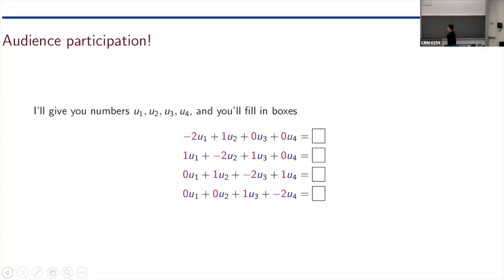All right, so now it's audience participation time. We're going to build a standing wave. I have this little collection of relationships, with the numbers -2, 1, 0, 0. I'm going to give you the numbers U1, U2, U3, and U4, and you're going to plug them into the first row and tell me what goes into the box. You're going to do the same with the next one and the next one and so forth. Let's just try it.